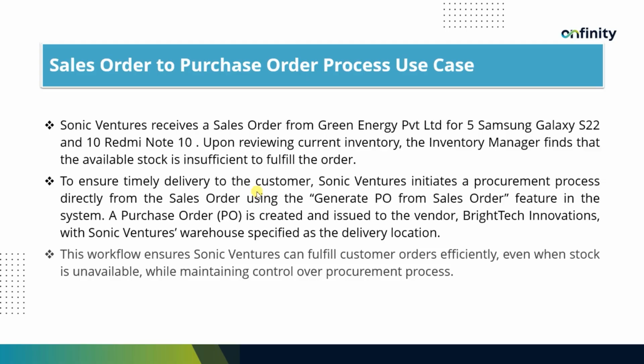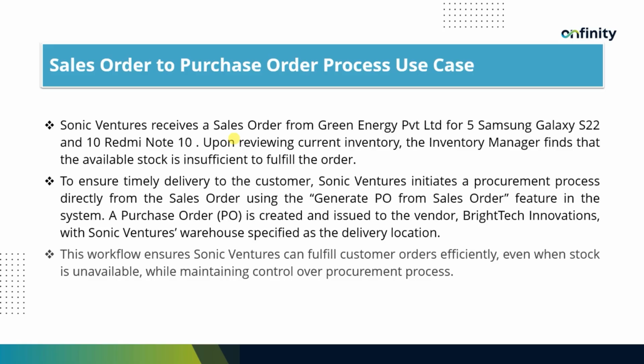Next, we will look at the sales order to purchase order process use case. To better understand the process, let's look at a practical example. In this scenario, Sonic Ventures receives a sales order from Green Energy Private Limited for 5 Samsung Galaxy S22 and 10 Redmi Note 10. Upon reviewing current inventory, the inventory manager finds that the available stock is insufficient to fulfill the order. To ensure timely delivery to the customer, Sonic Ventures initiates a procurement process directly from the sales order using the Generate PO from Sales Order feature in the system.